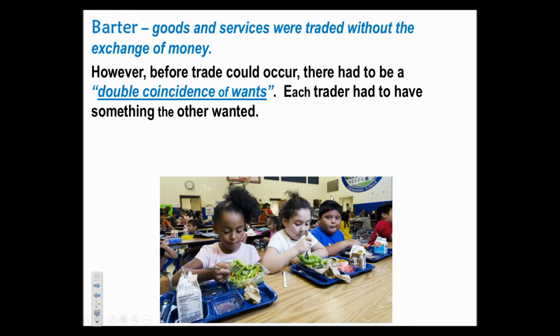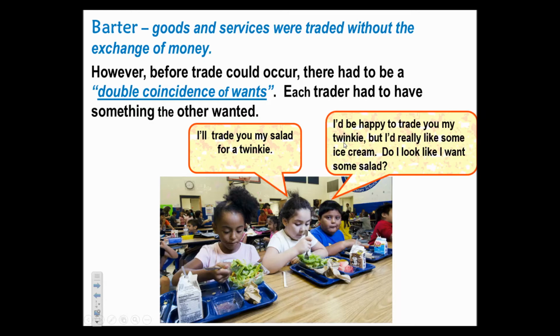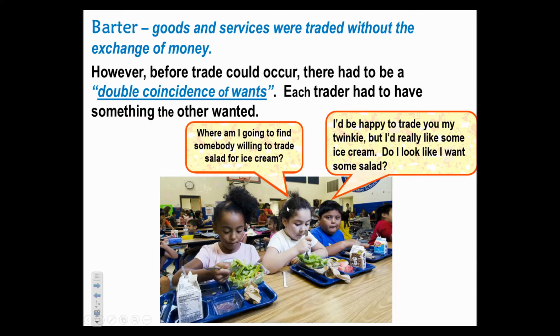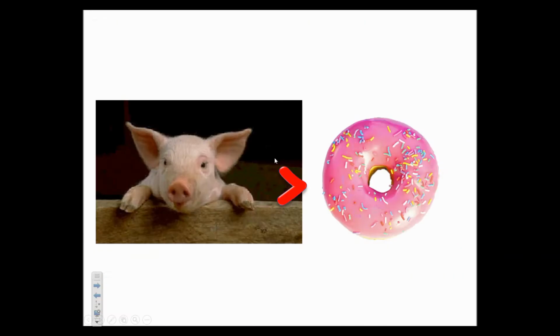So here we are at lunch. Okay? This little girl says she'll trade her salad for a Twinkie. Oh, that's a good idea. This guy says, I'd be happy to trade you my Twinkie, but I'd really like some ice cream. Do I look like I want some salad? Of course, this one's like, where am I going to find ice cream? Or where am I going to find somebody willing to trade salad for ice cream? So it's like she wants his Twinkie, he wants ice cream, she doesn't have ice cream, she has a salad. So what are they going to do? There's no ice cream. All right.